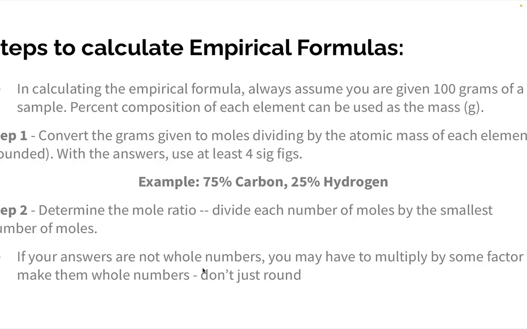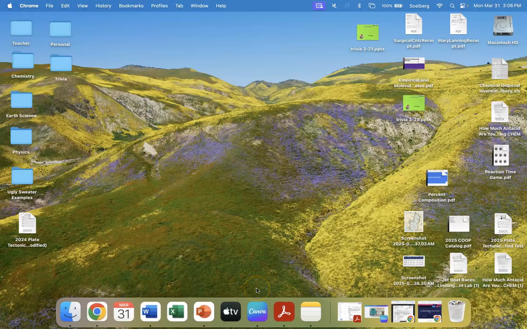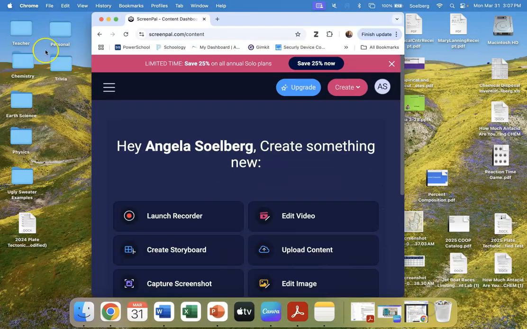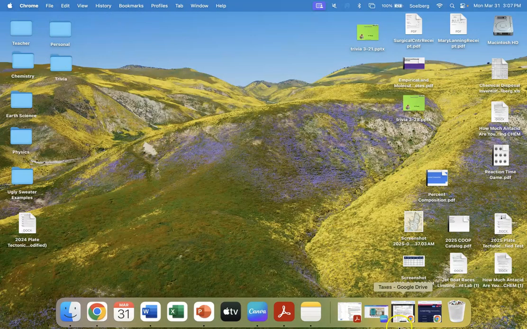Okay, so steps to calculate this. I'm going to make this just a little bit smaller here. Oh, I didn't mean to close it here. That's not what I'm looking for. Sorry, guys.